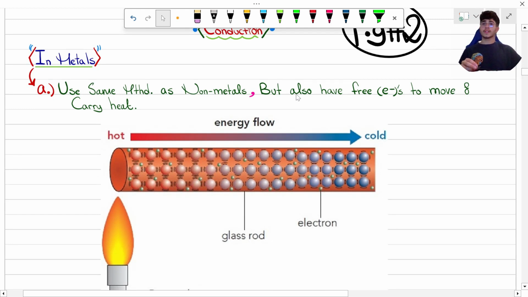In metals, it is the same. So suppose this is a metal, okay? Energy flows here by the same method of atomic vibrations, but we also have free electrons randomly spread in between the particles. These free electrons allow the energy, or heat, to be moved much faster than in non-metals because electrons are a good conductor of heat.